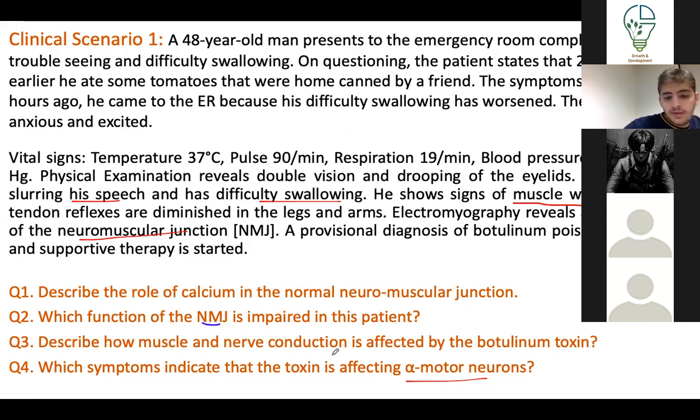How the nerve conduction is affected by the botulinum toxin, we said it. Which symptoms indicate that this toxin is affecting alpha motor neurons? You don't have to know this because this is in the neuro block in second year. So skip it. Just maybe answer these two questions, okay?